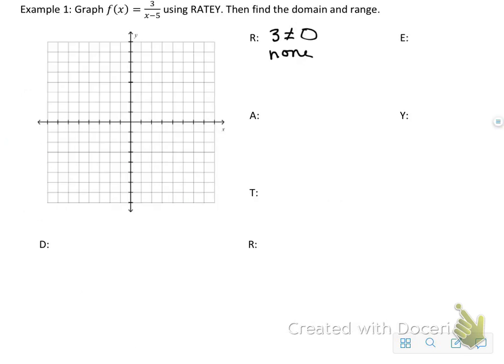For our A, we take our denominator, which is x minus 5. We set that equal to 0. Now if you were to solve for x, we would add 5 to both sides, right? We've done this before. So x equals 5. That is a vertical asymptote. That means we have a vertical dotted line where x equals 5. So you've got 1, 2, 3, 4, 5. So we have a vertical dotted line right here. That will help us draw our picture.